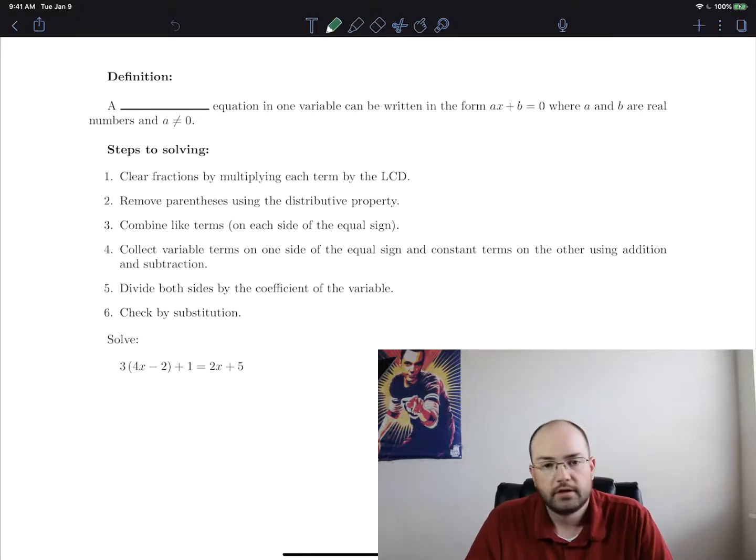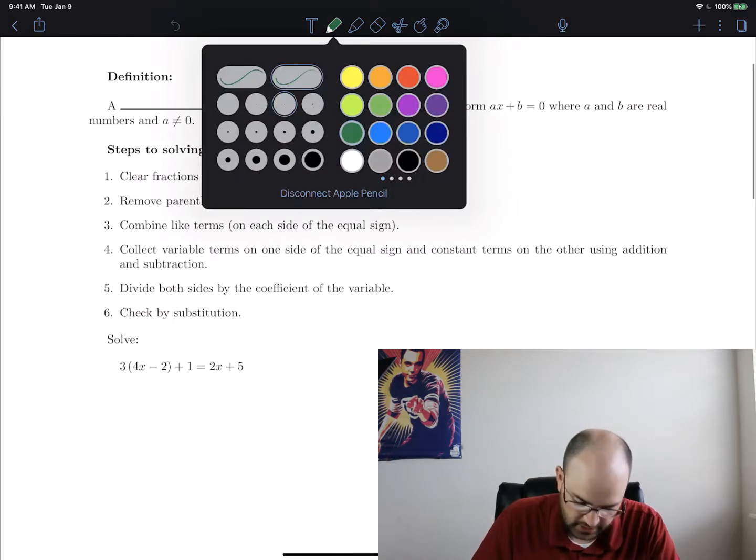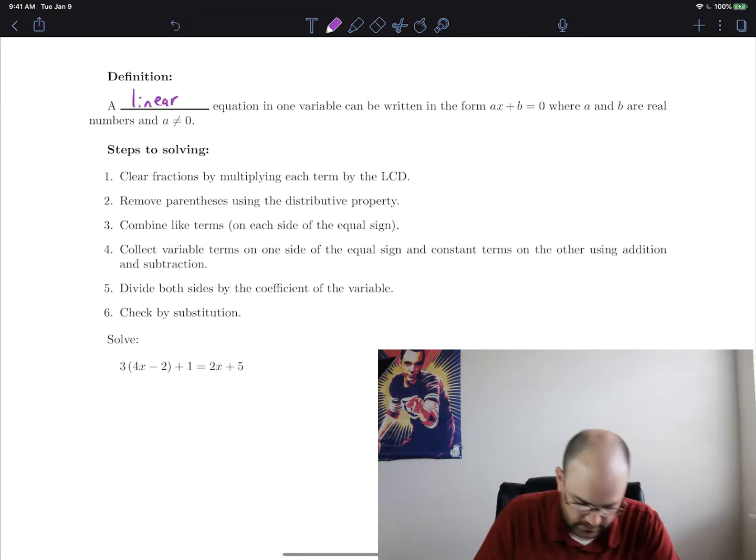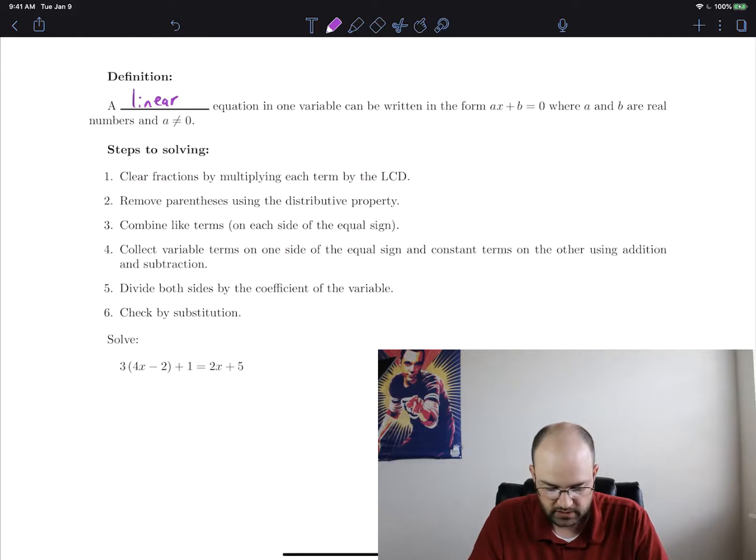Hello. In this example, we're going to go ahead and start talking about equations. And we're starting out with a definition here, and the definition is for a linear equation. So, a linear equation in one variable can be written in the form ax plus b equals 0, where a and b are real numbers and a is not equal to 0.